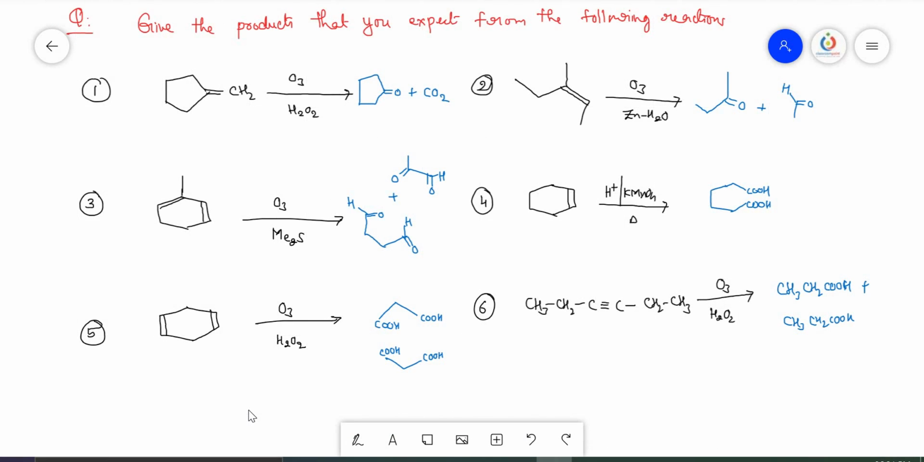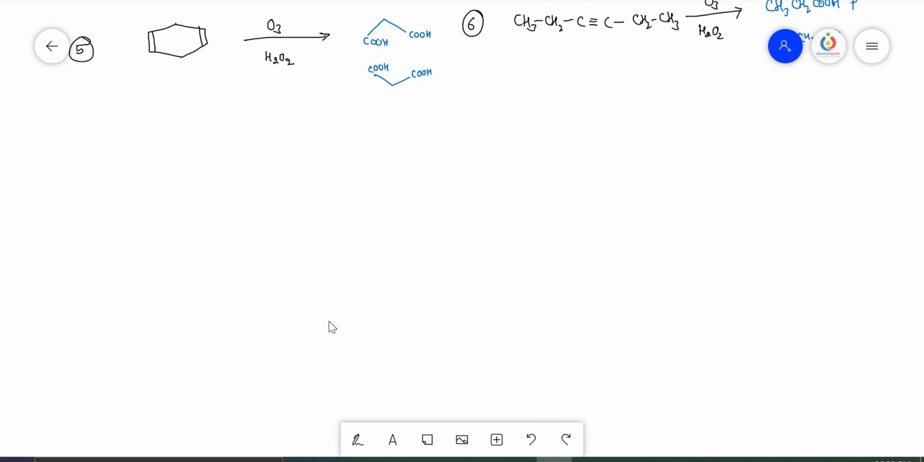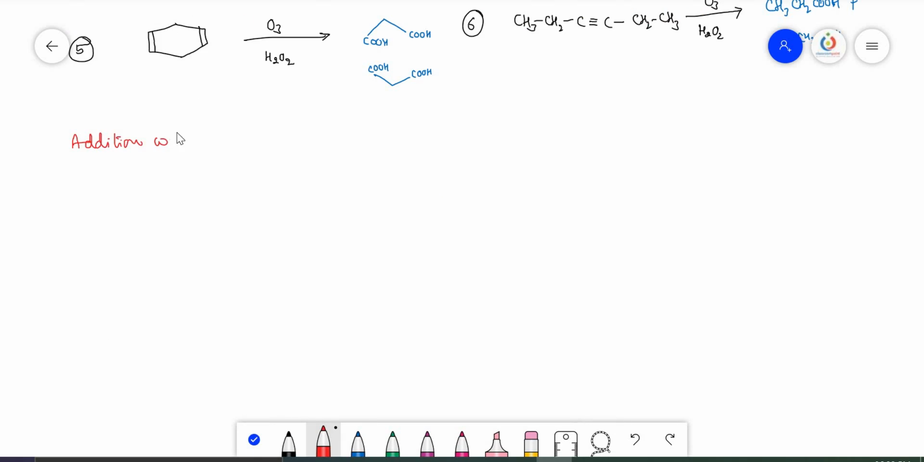If any doubt is there, you can ask me. If no doubt, we shall go to the next part. Let us see polymerization and addition with HNO3, addition with acetyl chloride, all these. Addition with HNO3: I am just writing the reaction and product, and much discussion is not required in this particular case. Just see how the reaction is going to happen.